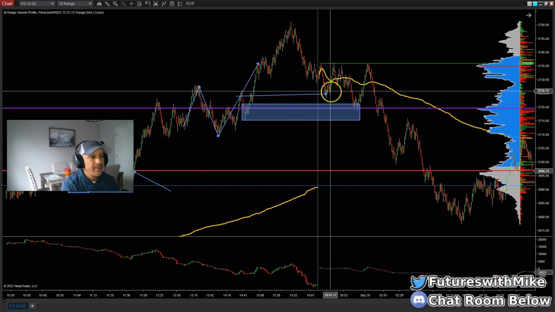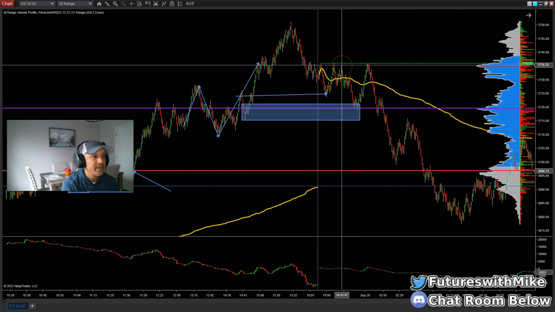Okay, so basically, if you got into a trade here, you're taking price back up to the area of liquidity, but back up to an area of supply as well. And hopefully that makes sense to you guys.